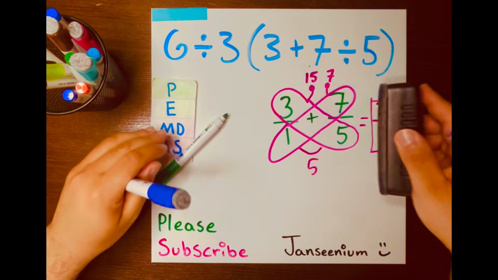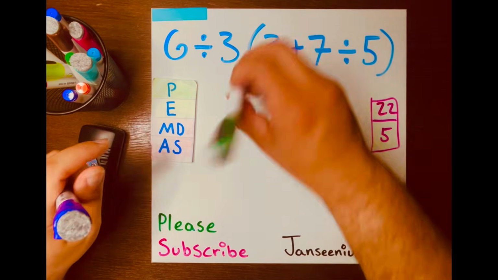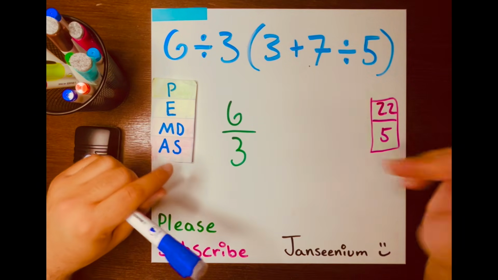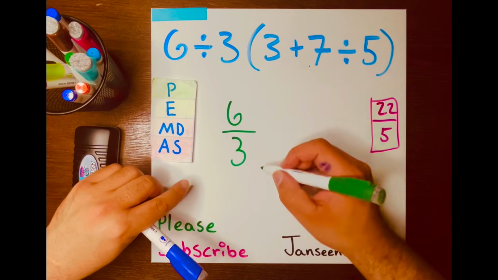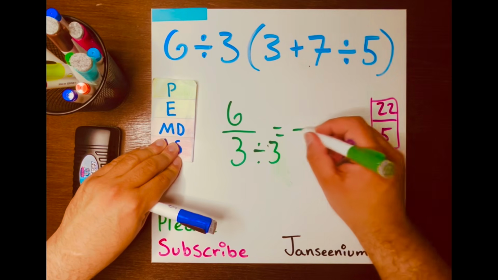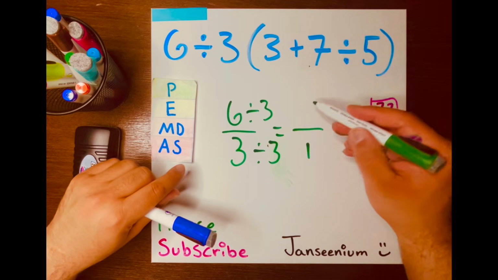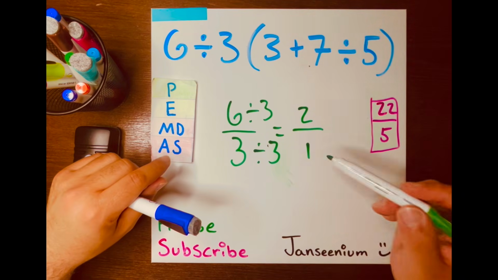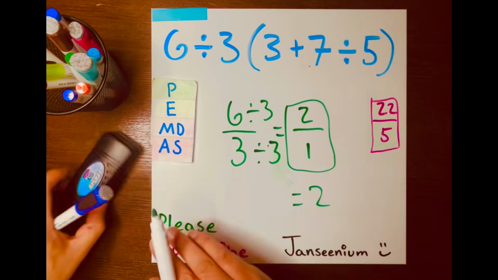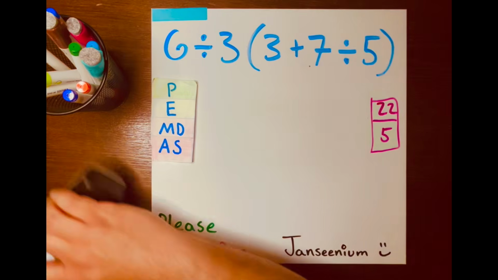And now I am going to erase this and bring down the 6 divided by 3, but we can break this down further. So 3 divided by 3 is 1, and then do the same here. So 6 divided by 3 is 2, and 3 divided by 3 is 1, so this is the same as 2. So we're going to keep it as a fraction and write it here.